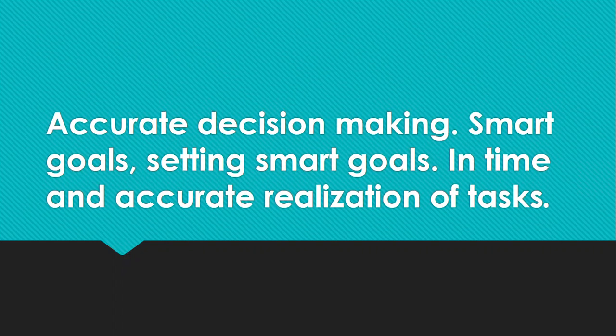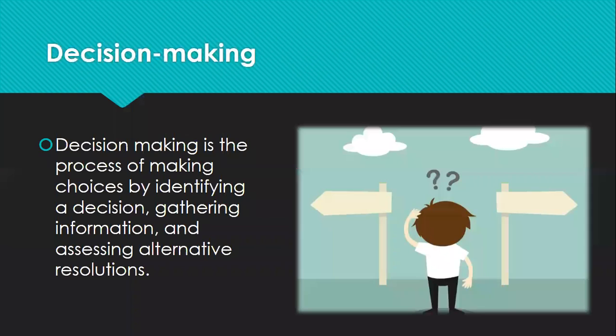Let's start with understanding what decision making is. Decision making is the process of making choices by identifying a decision, gathering information, and assessing alternative resolutions. So, when you're making a decision, you have to make a choice. You have some kind of problem, and the main thing you need to do is identify the solution for that problem. This solution will be considered your decision for the problem.